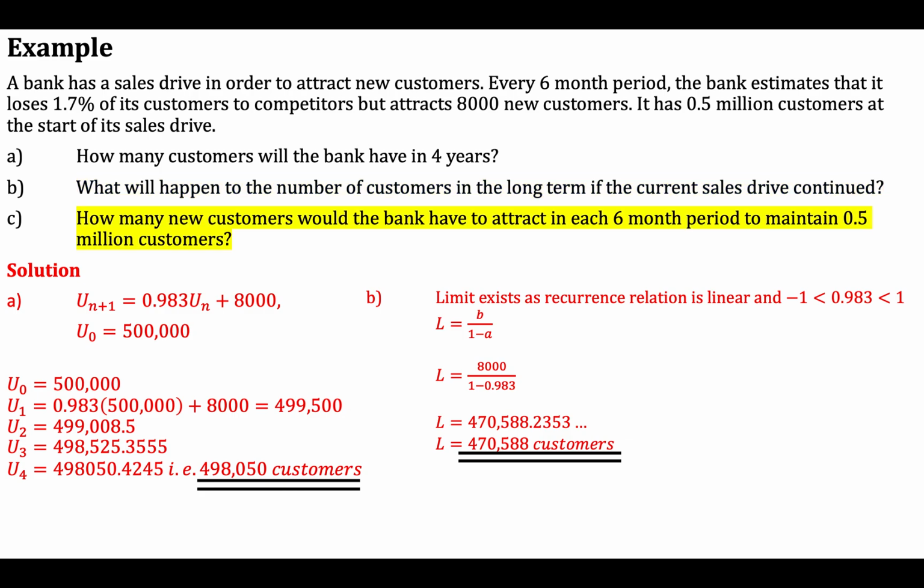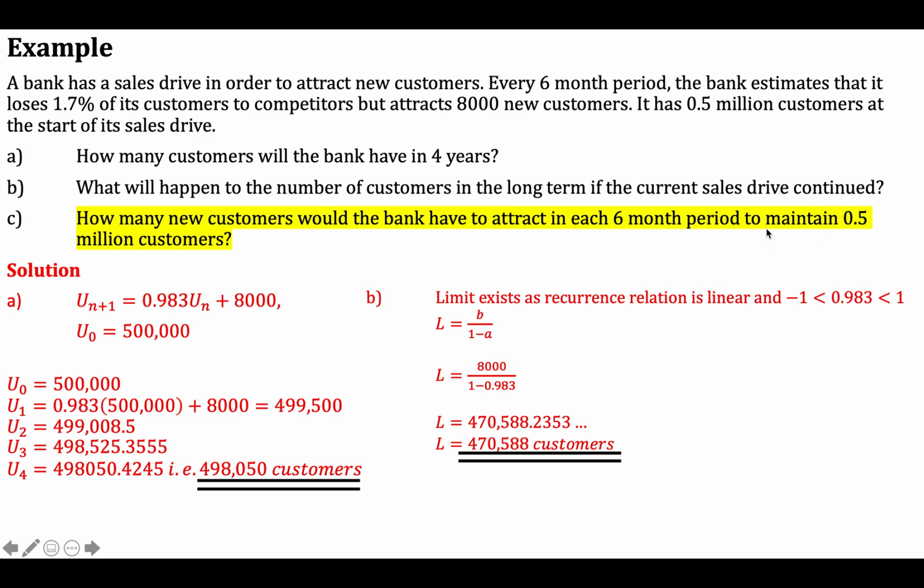Now, Part C we've maybe not really seen before. Parts A and B, we'd already done questions like that. So Part C: how many new customers would the bank have to attract in each 6-month period to maintain 0.5 million customers? So we're thinking about the number of customers the bank would have to attract. Now if we go back to the original question, it attracted 8,000. We're now maybe looking to change that 8,000, and the bank wants to maintain 500,000 customers.